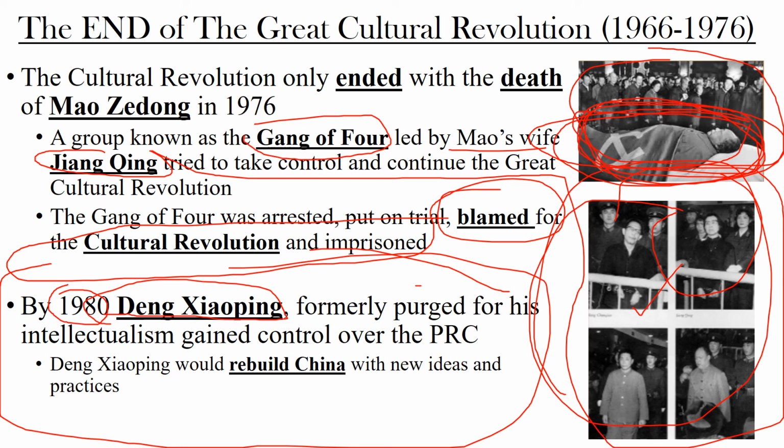Now, he had been purged several times, actually, and sent to these labor camps, these re-education camps, because he was one of these intellectuals who believed in science and math and modernization. But he gains control over the People's Republic of China, and he wants to rebuild China with new ideas and practices.